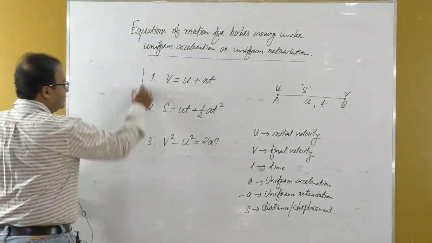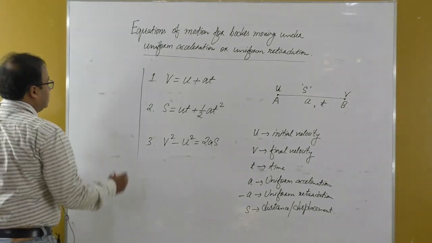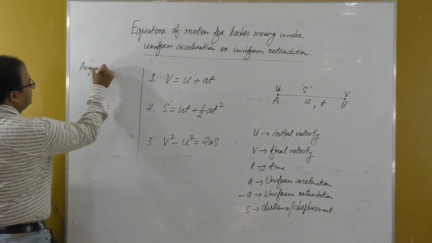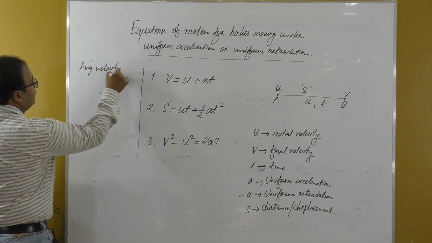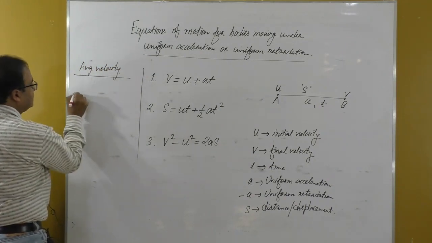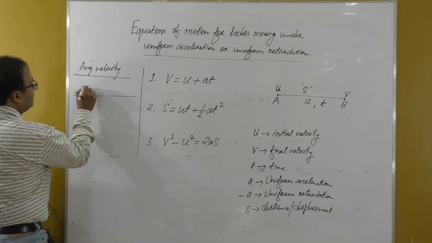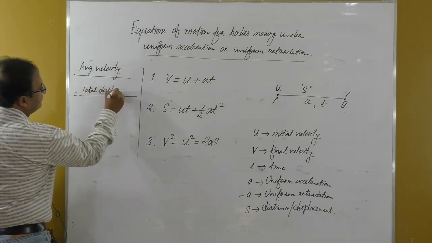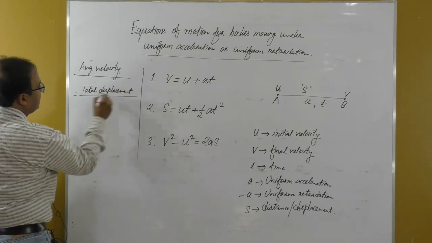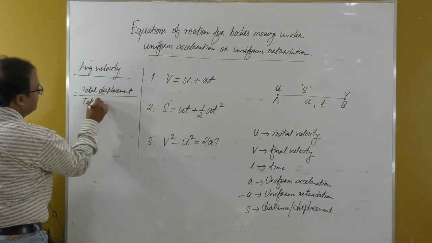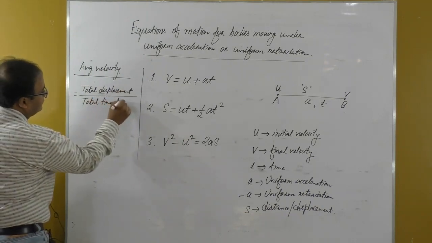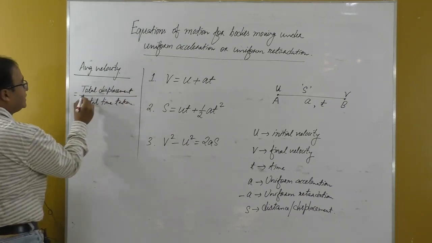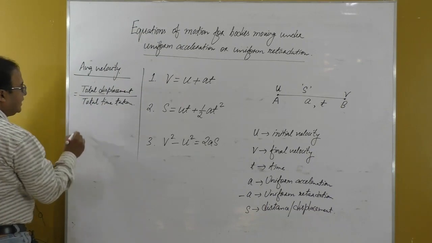One more thing you should know here is that we know one formula of average velocity. The formula of average velocity is total displacement by total time taken. The formula for average velocity is total displacement by total time taken.